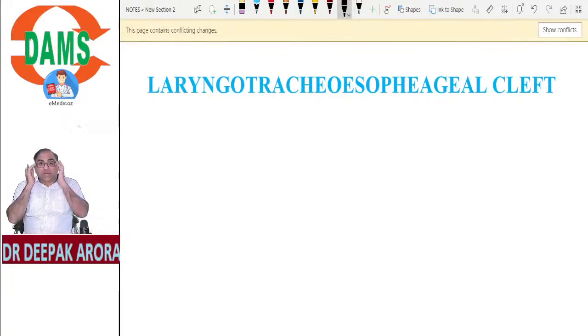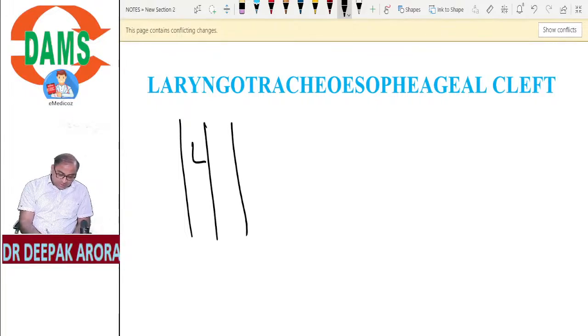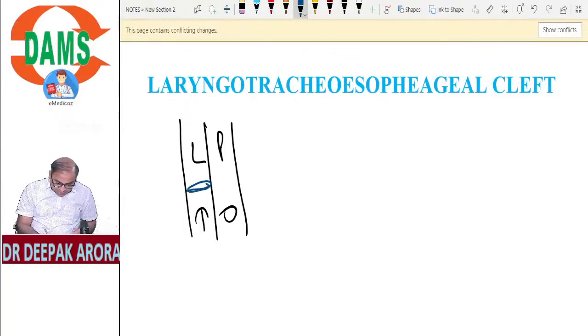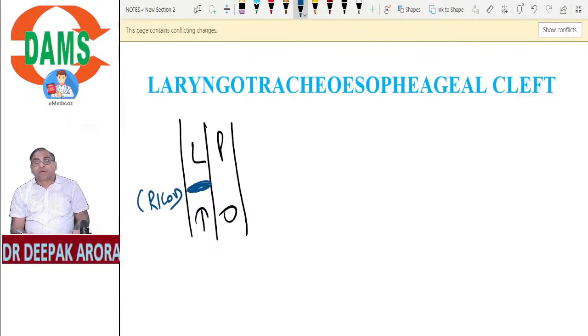Coming to the next one. Rare conditions. After learning the most common conditions, laryngomalacia, congenital webs, subglottic stenosis, I'm taking you to the laryngotracheoesophageal cleft. Beta, there is the larynx, this is the trachea, this is the pharynx and esophagus. Here comes the importance of line diagrams. Whenever you learn things, always make a habit of drawing a line diagram. It helps a lot. What is the boundary of larynx and trachea? This area is my cricoid. So the deciding factor in this topic is the cricoid.